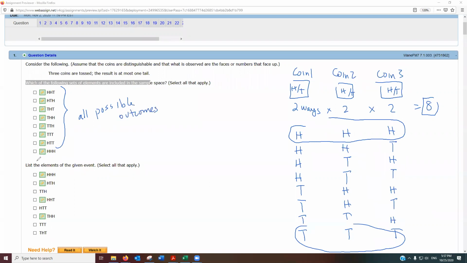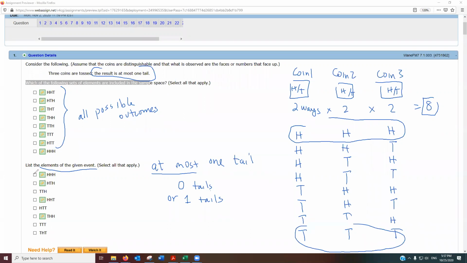All right, let's go to part B. It says list the outcomes in the event. Well, the event they're talking about is at most 1 tail. So I just got to be careful. What does it mean to say at most 1 tail? Well, at most 1 means less than or equal to 1. Less than or equal to 1 means there could be 0 tails or there could be 1 tail. So at most 1 means either a 0 or a 1. So I'm going to select all of these outcomes that have either 0 or 1 tail.